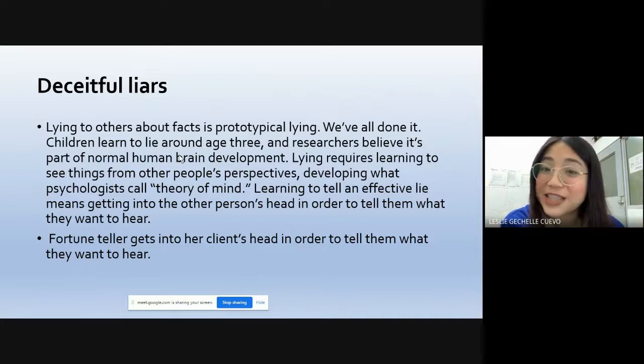So, fortune teller gets into her client's head in order to tell them what they want to hear. So, sasabihin mo kung ano yung gustong marinig ng ibang tao. Kasi minsan, ang tao, kapag sinabihan mo ng facts, ayaw niyang tanggapin. In denial siya, hindi totoo yan. Babait tong taong to eh, kaya hindi ako lolokoy nito, hindi magsisinungaling to sa akin. Pero kapag sinabi mo na, oo, mabait yan. Mabuting tao yan, hindi talaga sinungaling yan. Matutuwa yung ibang tao, di ba?